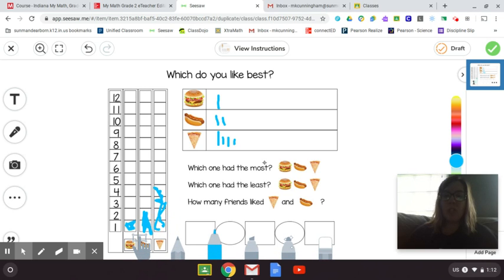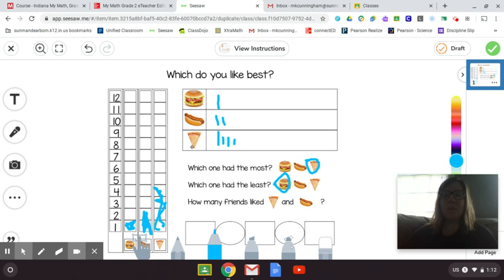Okay. Which one had the most? Hamburger, hot dog, or pizza? Well, I look right here and it's pizza. So I'm going to write pizza or circle it. Which one had the least? Hamburger only had 1, so I'm going to circle hamburger.